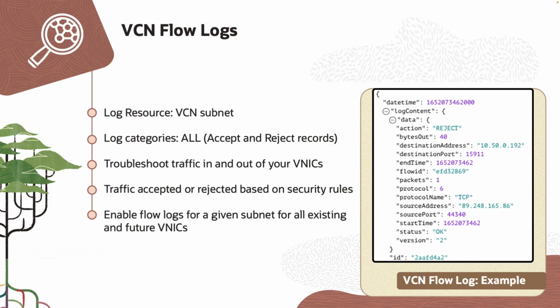And here is an example of the VCN flow log. You can find a TCP request from the source IP address to the destination has been rejected. You can search for the field data.action with providing a string reject that will return all similar requests that are being rejected.